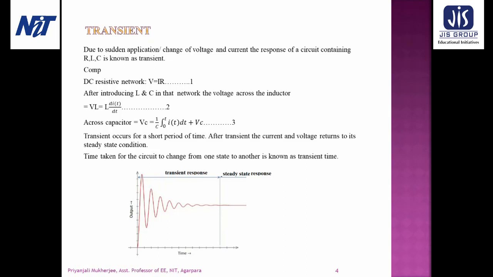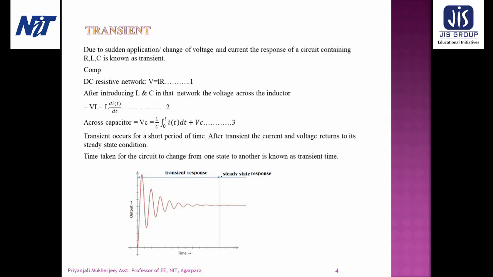Now, if the circuit consists of R, L and C, that is the resistor, inductor and capacitor, and a supply voltage is connected across it, then the current will flow through the circuit in some equations. Now, due to sudden change or application of voltage and current, the response of the circuit will change from the previous one, and that is known as the transient condition.